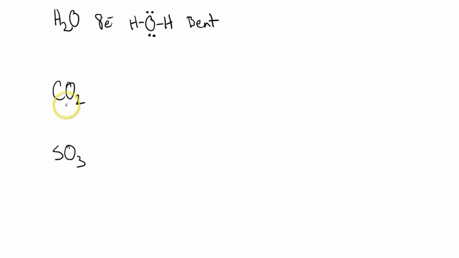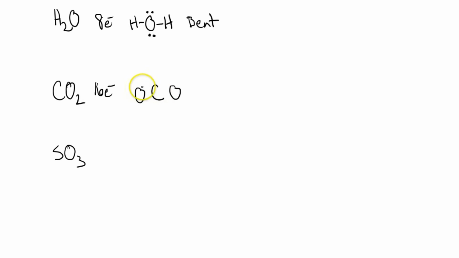Alright, next example, carbon dioxide. So carbon is in group 4, so it has 4 valence electrons. Oxygen is in group 6, so 6 times 2 is 12, plus 4 from carbon means that this structural formula needs to have 16 electrons. Okay, so let's figure out which one's going to go in the middle. It's the one with the least number of valence electrons, which in this case is carbon. So carbon's going to go in the middle with the 2 oxygens on each side.